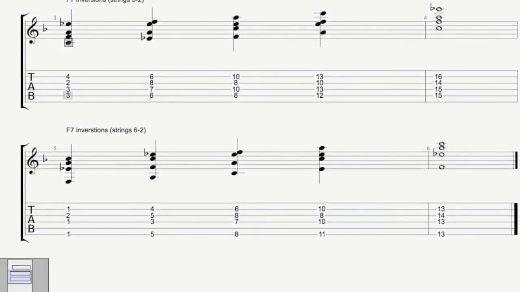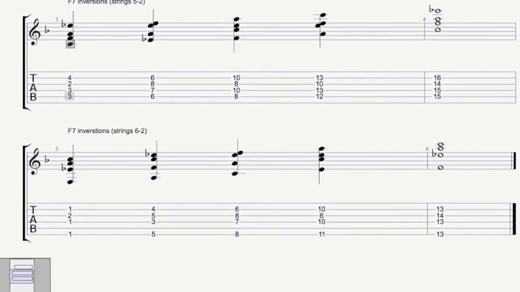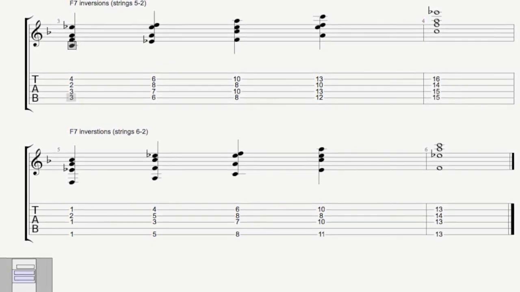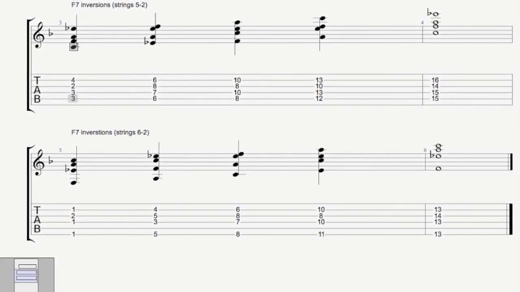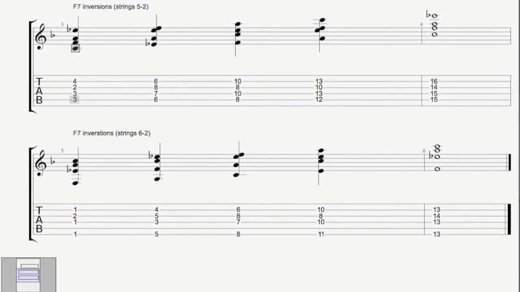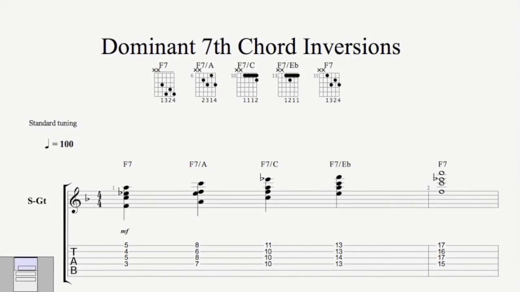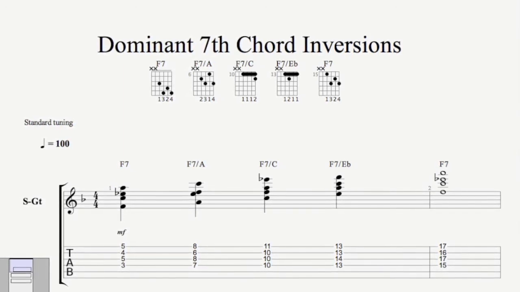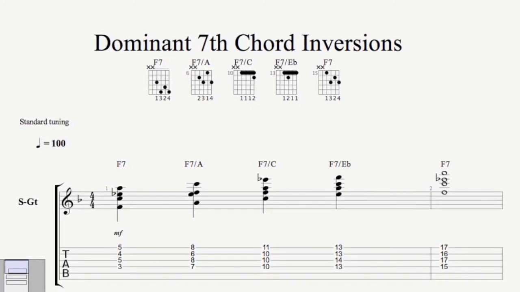Here we're able to see F7 inversions on the 5th through the 2nd strings, and strings 6 through 2. Although there are more inversions, these are a good foundation for anyone learning jazz, for example. At the top, I've now added fingerings for all the chord inversions. This is, I believe, a helpful tool, especially when dealing with more complicated chord voicings, such as are seen here.